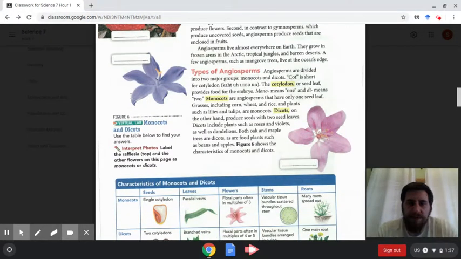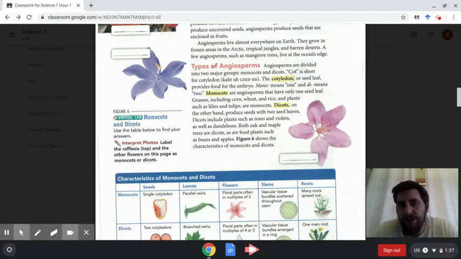Types of angiosperms. Angiosperms are divided into 2 major groups, monocots and dicots. Cot is short for cotyledon. The cotyledon, or seed leaf, provides food for the embryo. Mono means 1 and di means 2. Monocots are angiosperms that have only 1 seed leaf. Grasses including corn, wheat, and rice, and plants such as lilies and tulips are monocots.